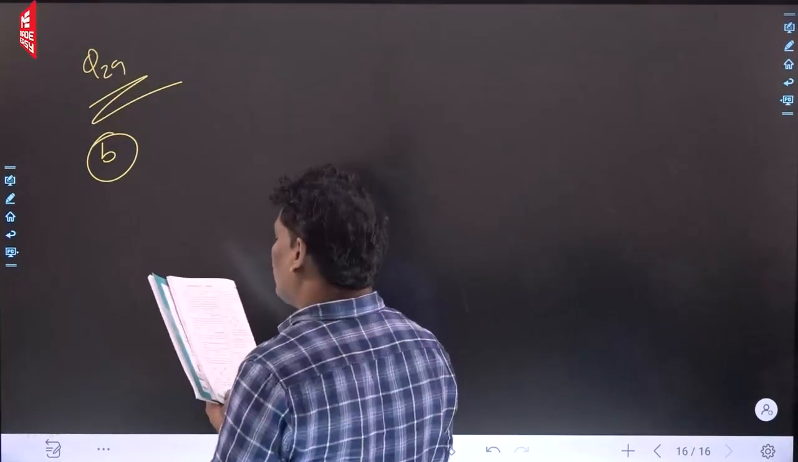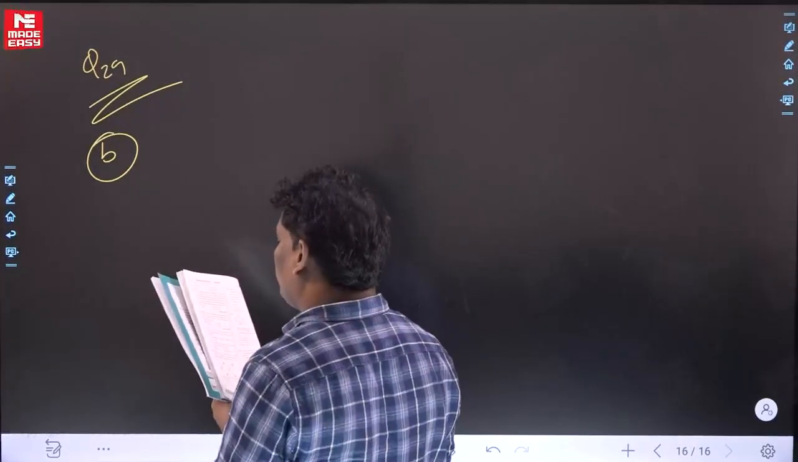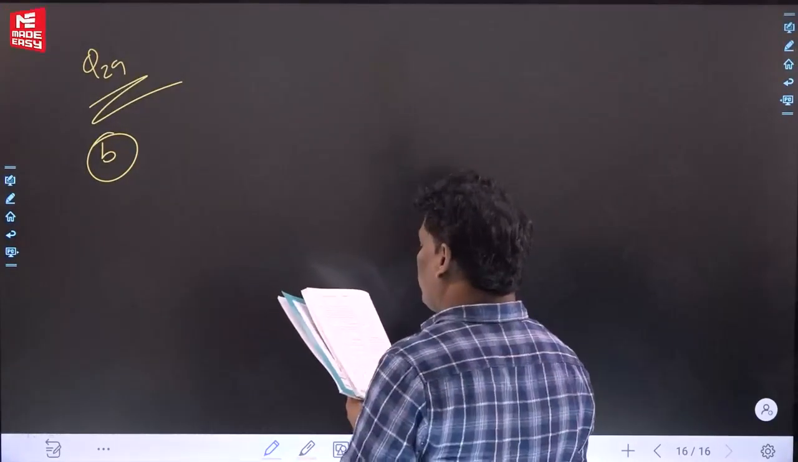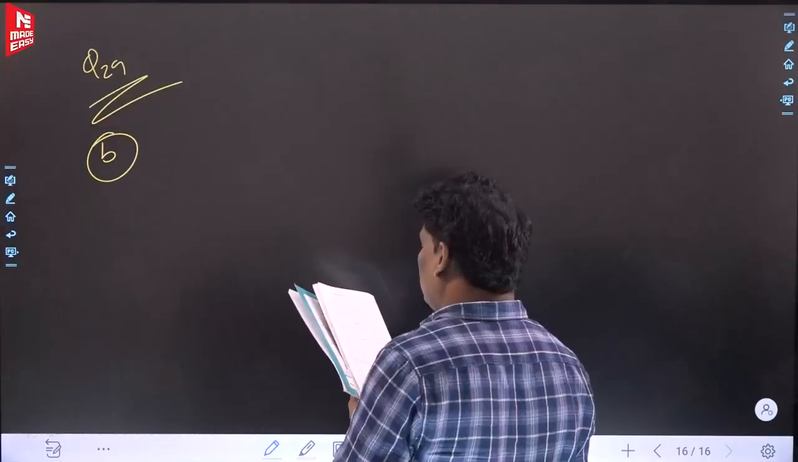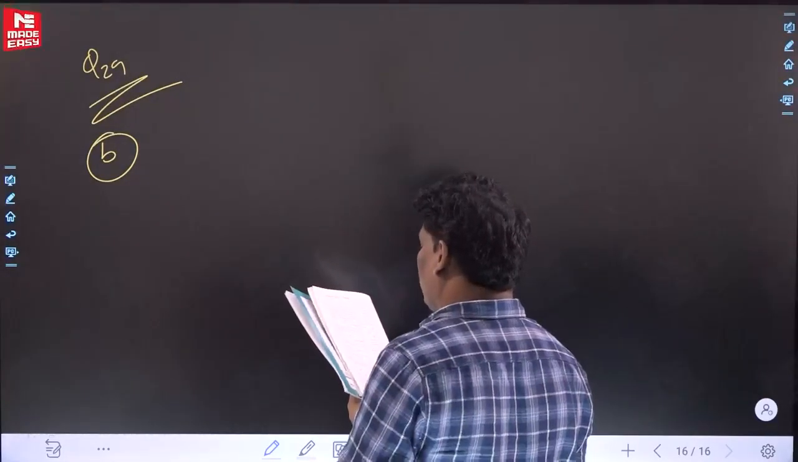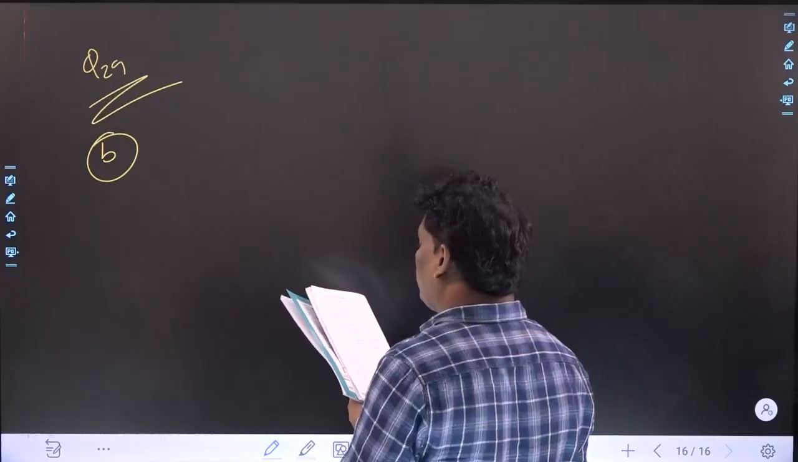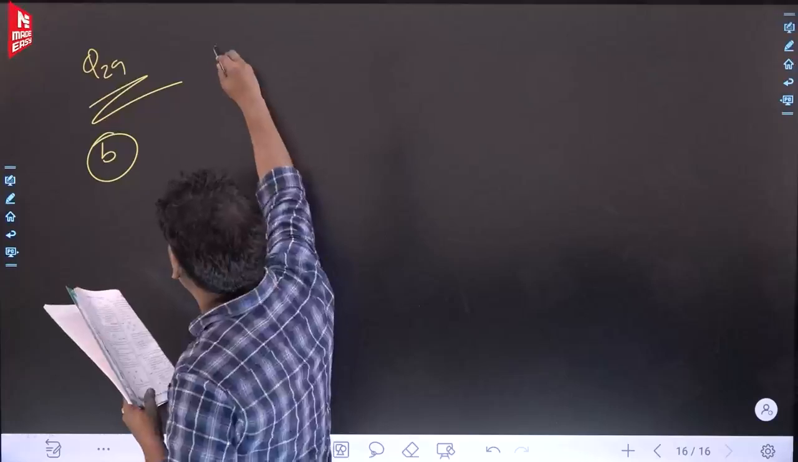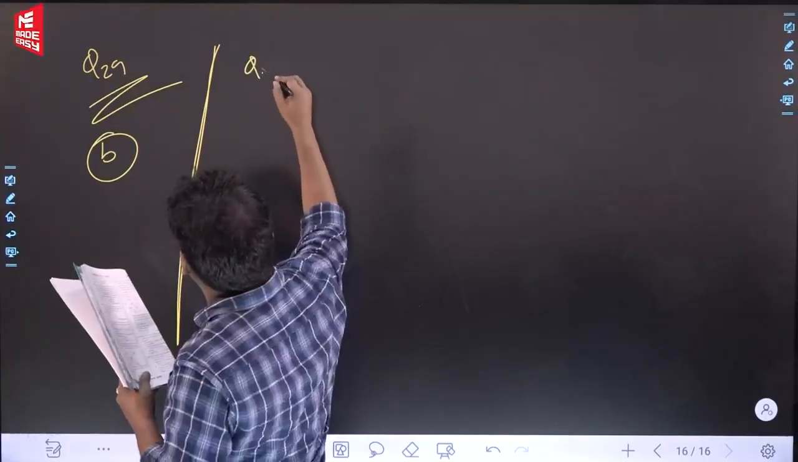Let me read the problem. Consider the process of inserting an element into a max heap, where the max heap is represented by an array. Suppose we perform a binary search on the path from the leaf to the root to find the position of the newly inserted element. The number of comparisons performed is B, log n. Question number 29 is already there in your notes. Please check.